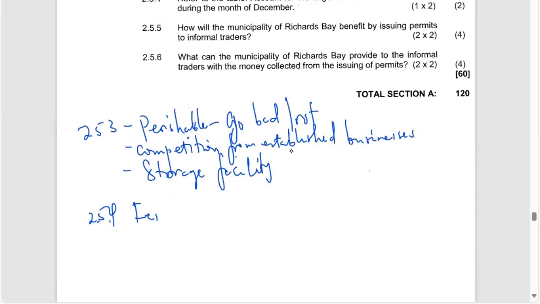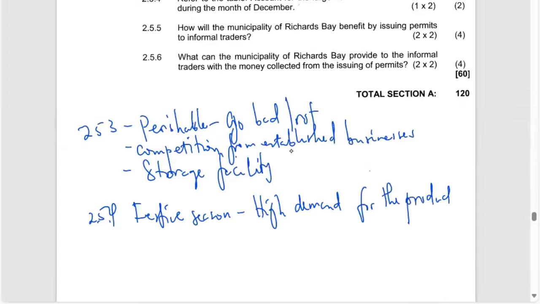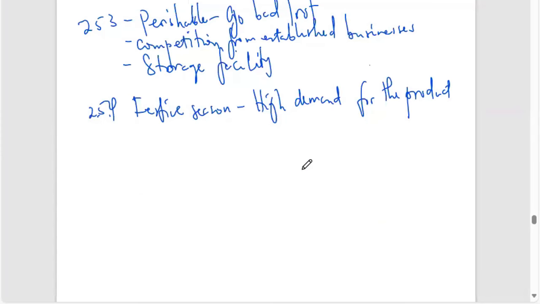December being a festive season, it implies that there is high demand for the products. Everyone is in the festive mood. It's December and people are willing to spend. So for that same reason, we tend to find that there will be high demand for the products, and hence the number of potential businesses who are going to sell their products will also increase, because they are sure that they will also get some sales from the large numbers of people who will be in the festive mood.